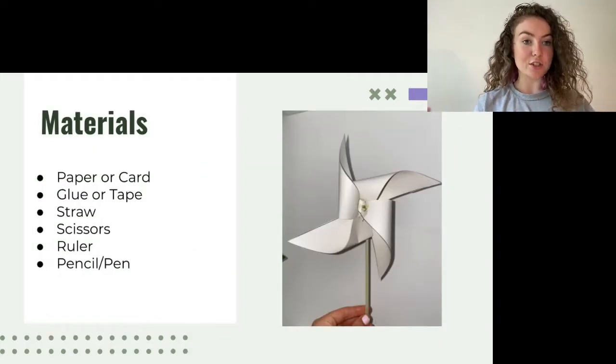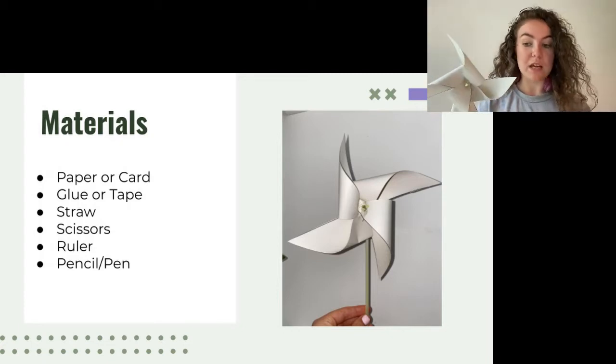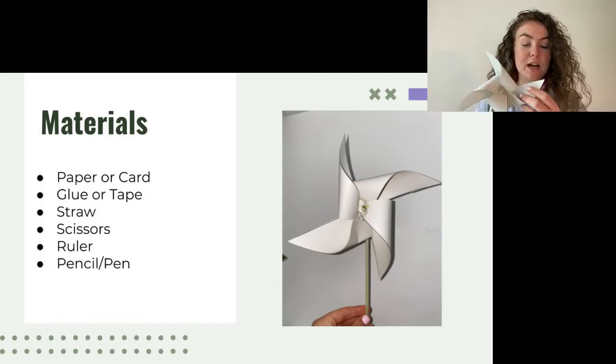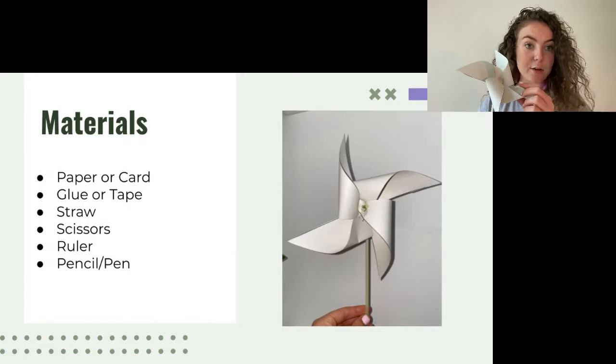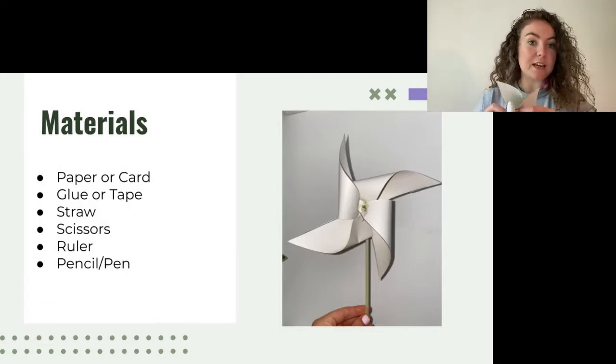Now, enough of me just chatting about how important aerodynamics is. Let's actually prove it. So for this experiment, all the materials you will need will be on the screen right now, but I'll just go through it with you anyway. So we're going to need paper or card, totally up to you. I used paper just because it bends a little easier. You're going to need glue or tape. I used glue, but again, it doesn't matter. It's really just so that when we fold our paper over, we can make our blade.